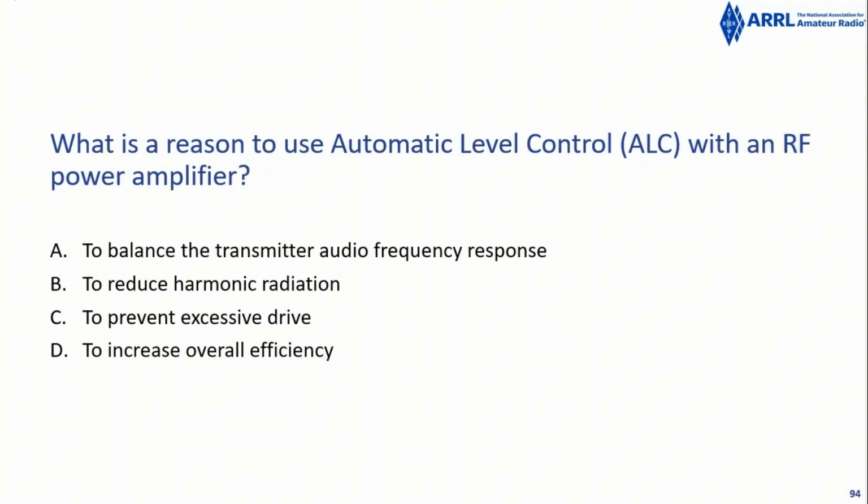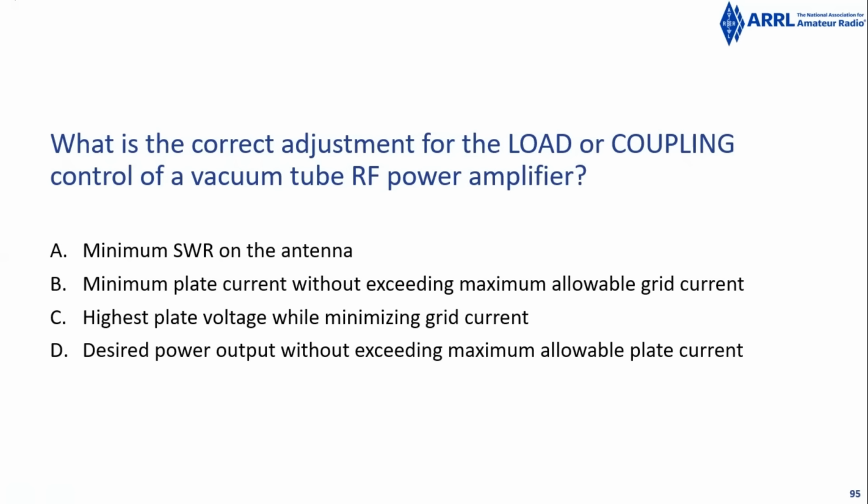What's a reason to use ALC with an RF amplifier? To prevent excessive drive. What is the correct adjustment for the load or coupling control of a vacuum tube power amplifier? Minimum SWR, minimum plate current, exceeding... okay, B. I think it'll be D: desired power output without exceeding the maximum allowable plate current. So you're trying to get those adjustments. The load and coupling controls, you're trying to balance those two to arrive at that.